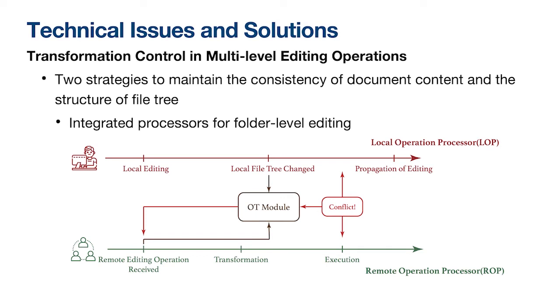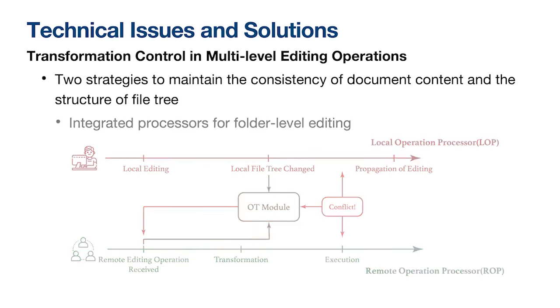If any remote editing operation is executed in a different file tree state after transformation, a conflict will be perceived. The OT module will try to fetch the updated file tree, transform and execute the remote operation again. In this way, we control the multi-level transformation orderly.